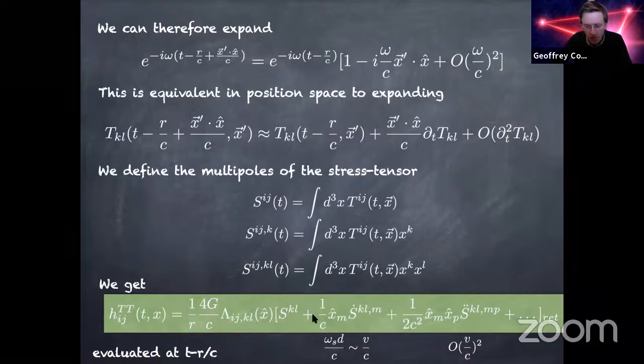So note that this term contains a time derivative and there was an extra scale. There was a power of c, and there was extra dimension here because of this x. So the overall scale is omega s d over c, or v over c. So it's a suppressed v over c correction with respect to this one. So the leading term is this one, and you have v over c corrections, v squared over c squared, etc.